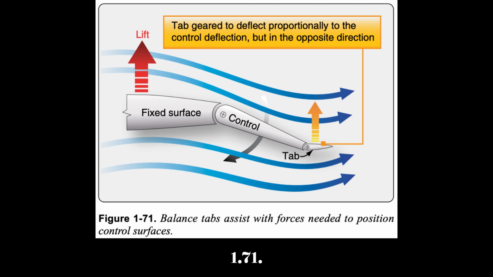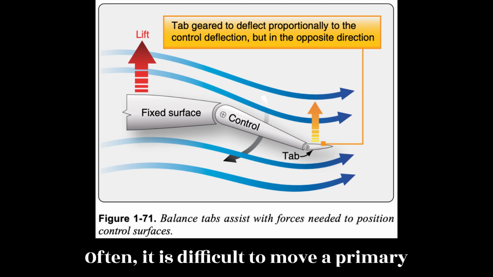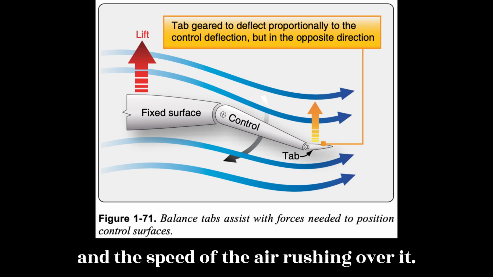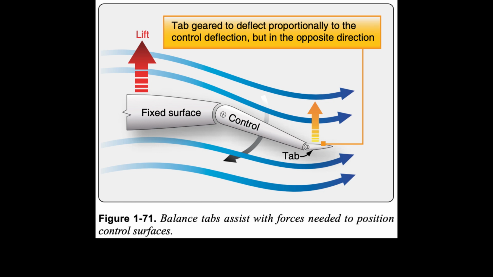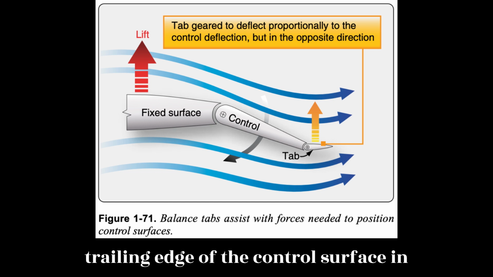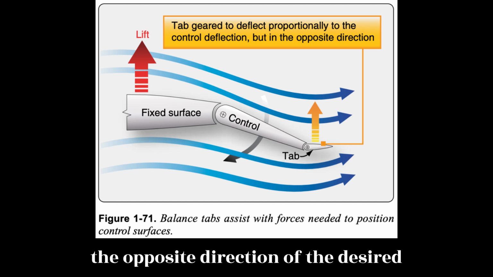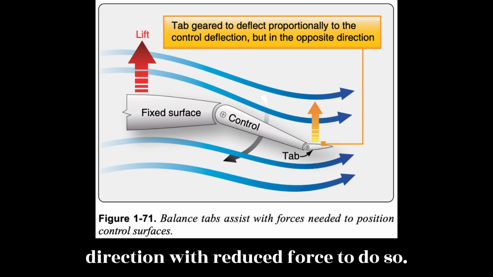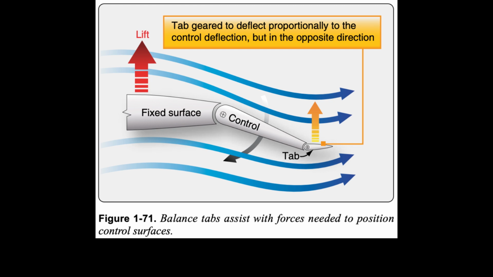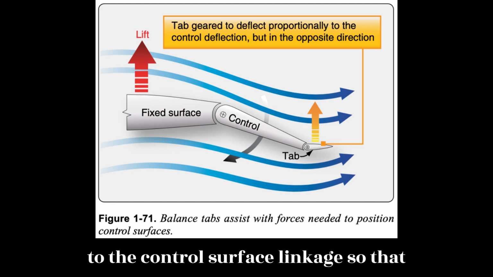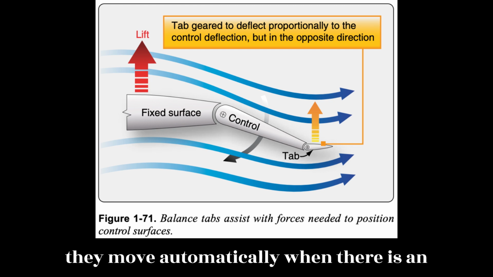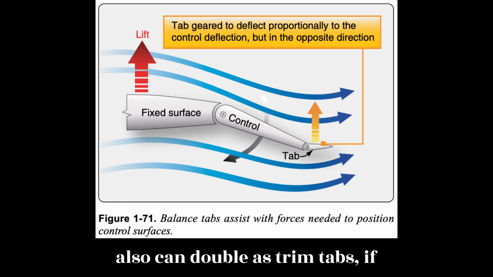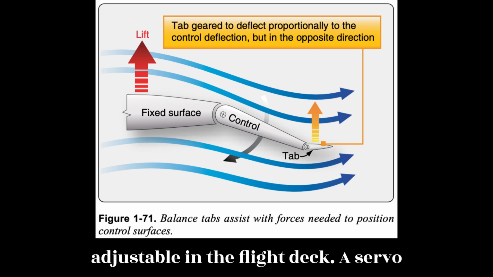Figure 1-71. Often, it is difficult to move a primary control surface due to its surface area and the speed of the air rushing over it. Deflecting a balance tab hinged at the trailing edge of the control surface in the opposite direction of the desired control surface movement causes a force to position the surface in the proper direction with reduced force to do so. Balance tabs are usually linked directly to the control surface linkage so that they move automatically when there is an input for control surface movement. They also can double as trim tabs, if adjustable in the flight deck.